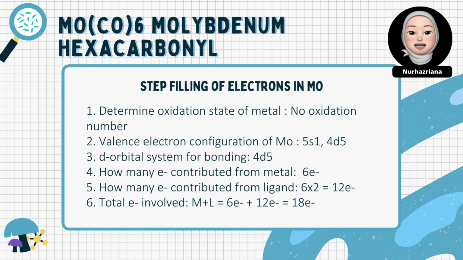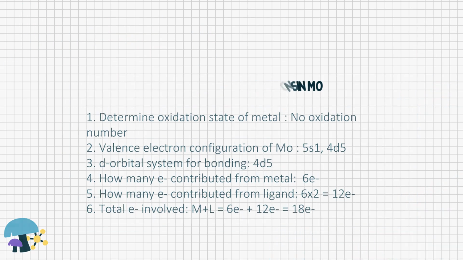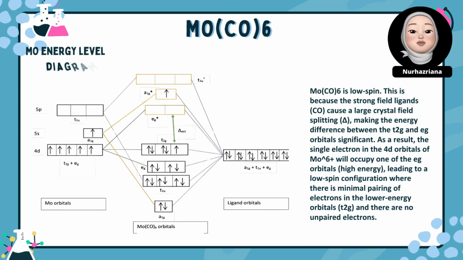Electrons contributed from the metal is 6 electrons. Electrons contributed from the ligand is 12 electrons, and the total electrons involved, which is M plus L, is 18 electrons. So here, this is the MO energy level diagram for Mo(CO)6.